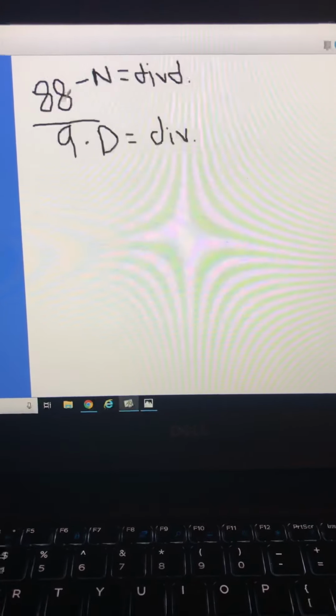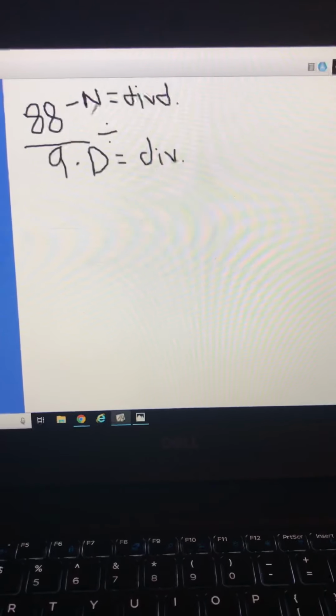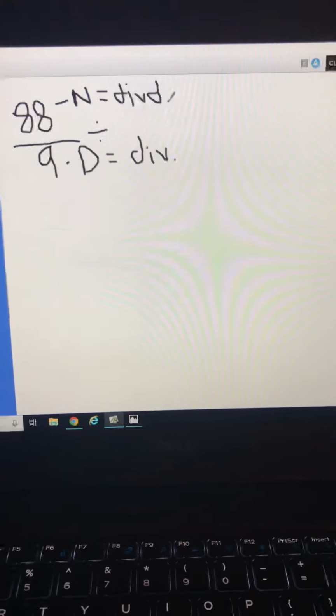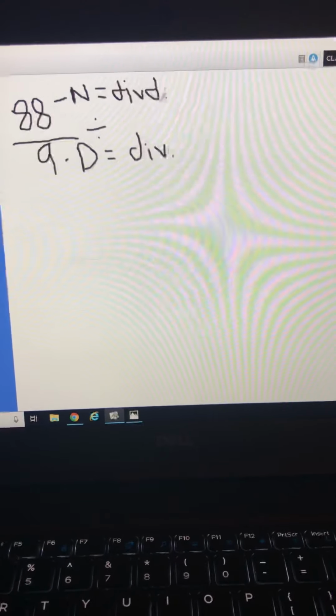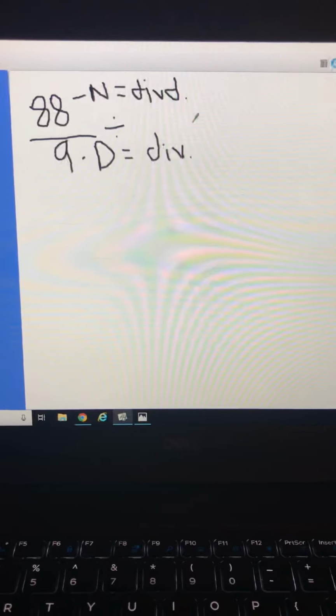When I read this, I read it as 88 divided by 9. This fraction bar is a fancy division symbol. You'll notice I have an N. 88 is my numerator. 9 is my denominator. When you're working with dividing fractions, I want you to think of your numerator as your dividend, your denominator as your divisor. Remember, you can look on the word wall to see what these two words mean.